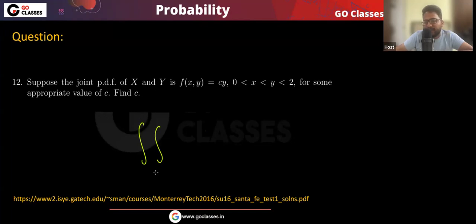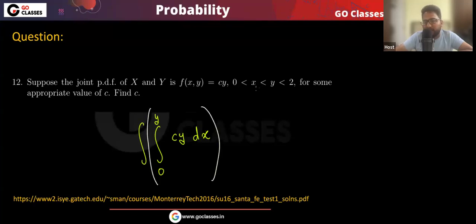What is the range of x? Range of x is 0 to y. So if you're putting the innermost limit, then you can take care of this inequality, which is 0 to y. First you are, let's suppose, doing x, then this is cy dx. First you are doing x.